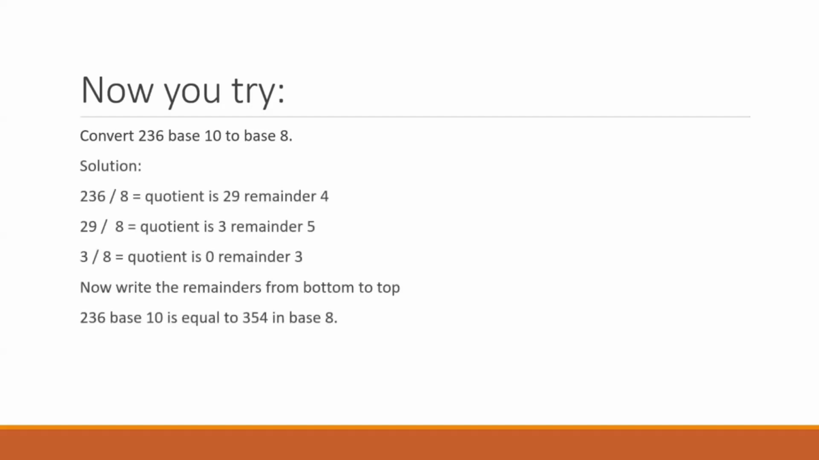Now here's the solution. 236 divided by 8, the quotient is 29, remainder is 4. Then 29 divided by 8, quotient is 3, remainder is 5. 3 divided by 8, quotient is 0, remainder is 3. Now write the remainders from bottom to top. 236 base 10 is equal to 354 in base 8.